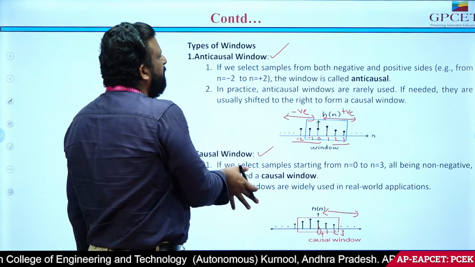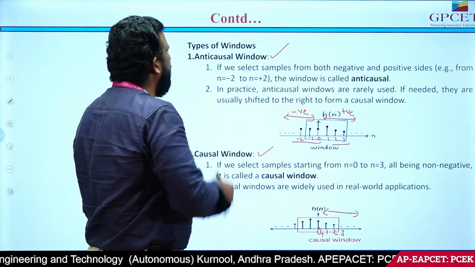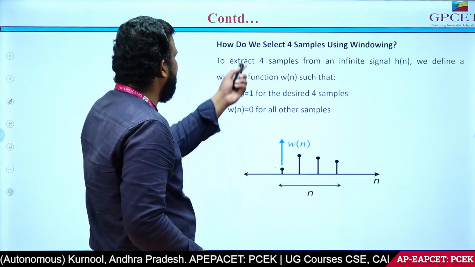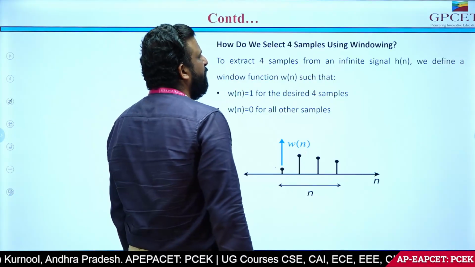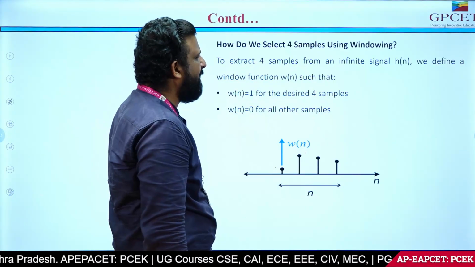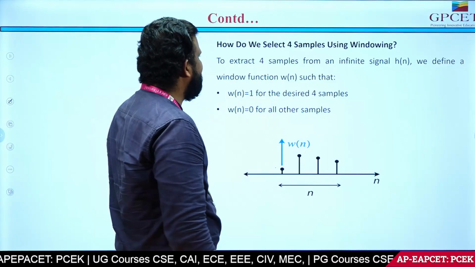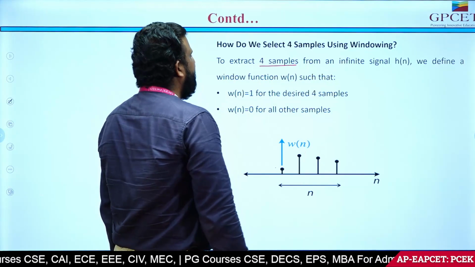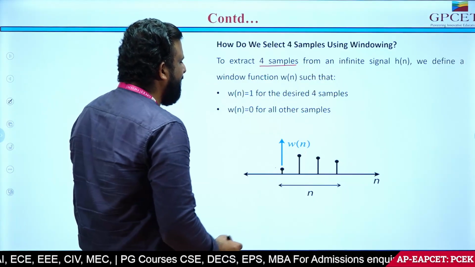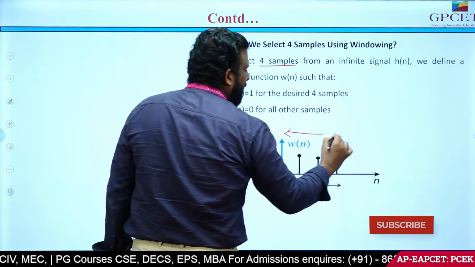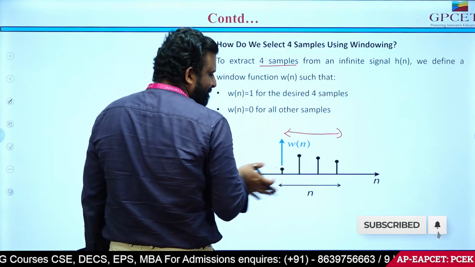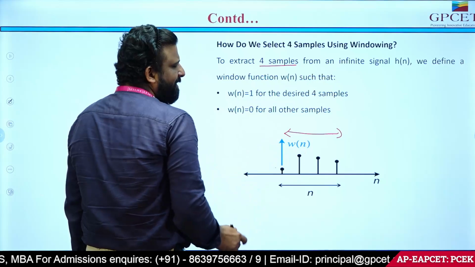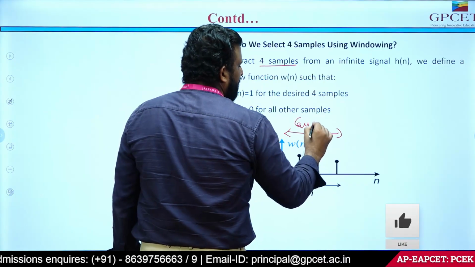So why are we recalling these two windowings? We are multiplying h of n with causal windows. See here, how do we select 4 samples using windowing? Our agenda is to extract 4 samples from the infinite signal h of n, so we define a windowing function. Which windowing function am I defining? I am defining only the causal windowing function. You can see here, only non-negative sequences are obtained in this graph, and we call it a causal window.